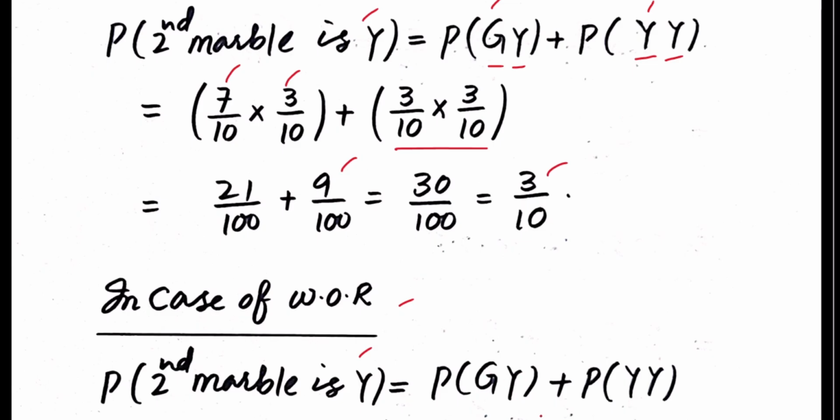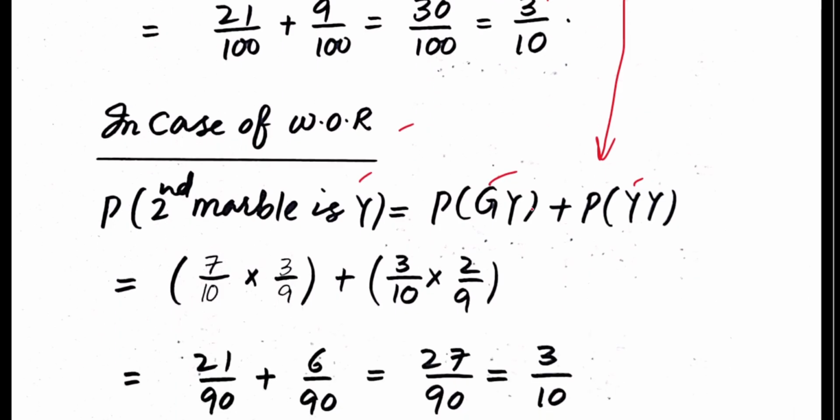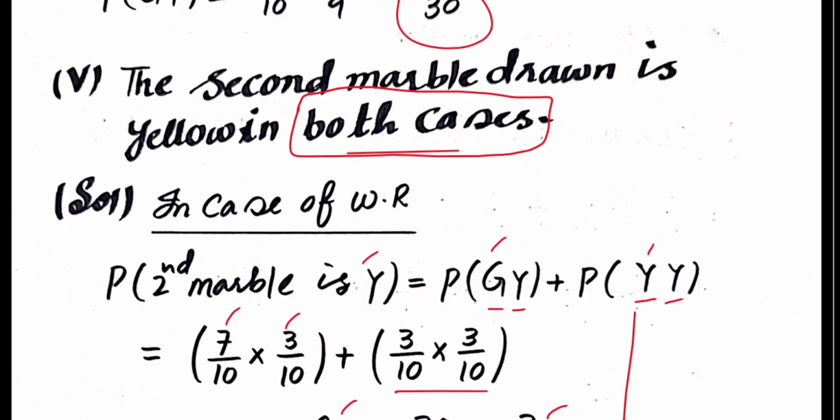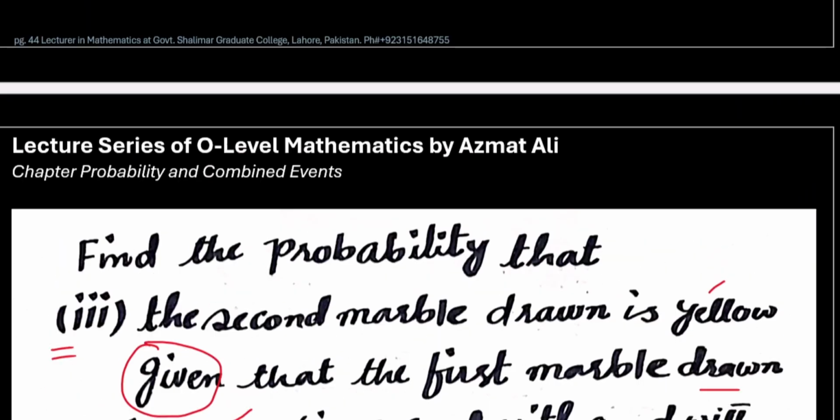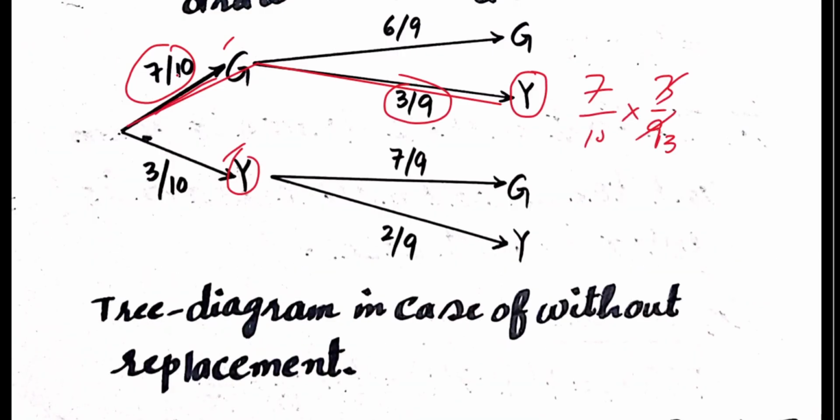In case of without replacement, the second marble should be yellow. The first marble will be either green or yellow. The same concept we will use here, but the probability will be changed. In case of without replacement, the probability of green will be 7 by 10, and probability of yellow is 3 by 9. GY: first is green, second is yellow. Without replacement, first is green, 7 by 10, second is yellow, 3 by 9. So this is equal to 7 by 10 into 3 by 9. This is equal to 7 over 30.